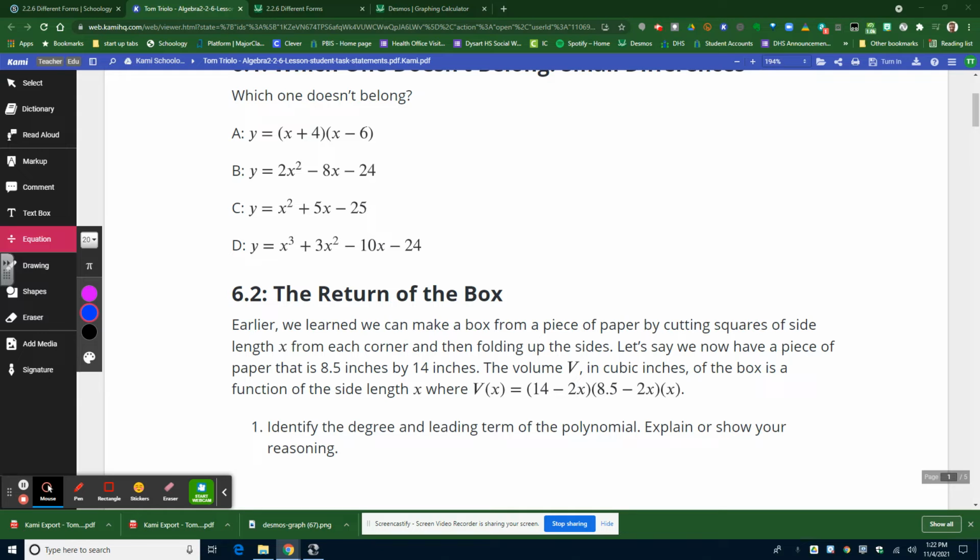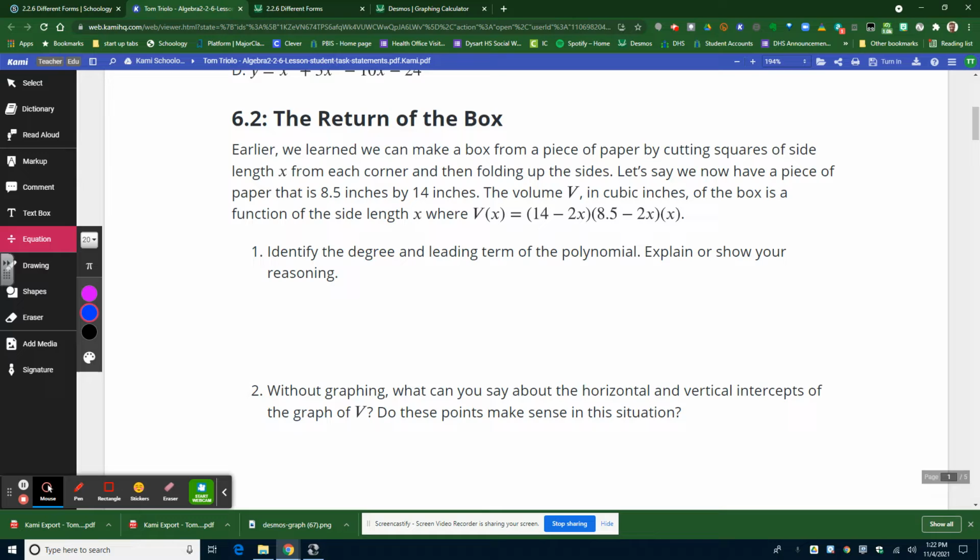All right. So we made a box out of a piece of paper. We cut the squares off the sides. We have a different size. So this one's 11 by 8.5. This one's going to be longer by 3 inches. So identify the degree and the leading term of the polynomial.